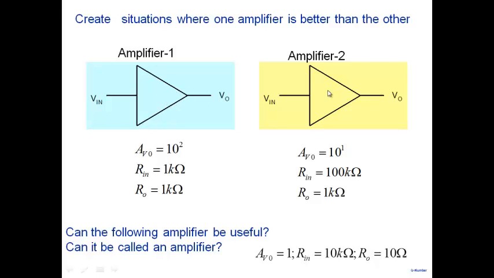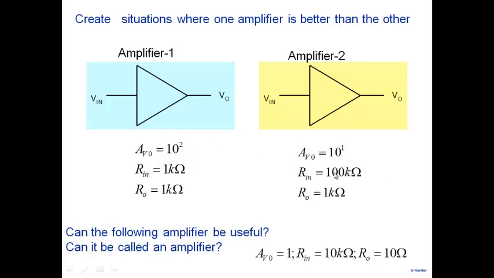So I want you to create those situations, and I think it's a part of the homework assignment, next one, where you have to create those to show that in that case I will prefer amplifier 1. In some other case I'll prefer amplifier 2. And I'm sure you can see what the differences are. You can obviously see an R in here. If you have a source which has a very large resistance, then maybe this will become preferable. Okay?